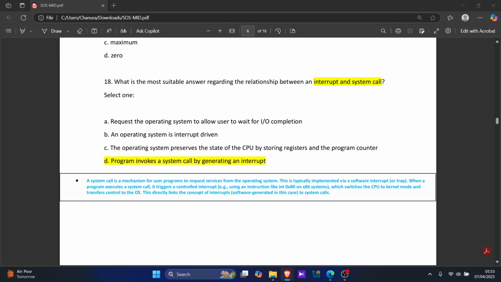So between options D and B, option B says the OS is interrupt driven, which is true but not specific to system calls. The question is about the relationship between an interrupt and a system call. So the best answer would be D, because it directly connects the invocation of a system call to generating an interrupt. The other options are either too general or describe other aspects.